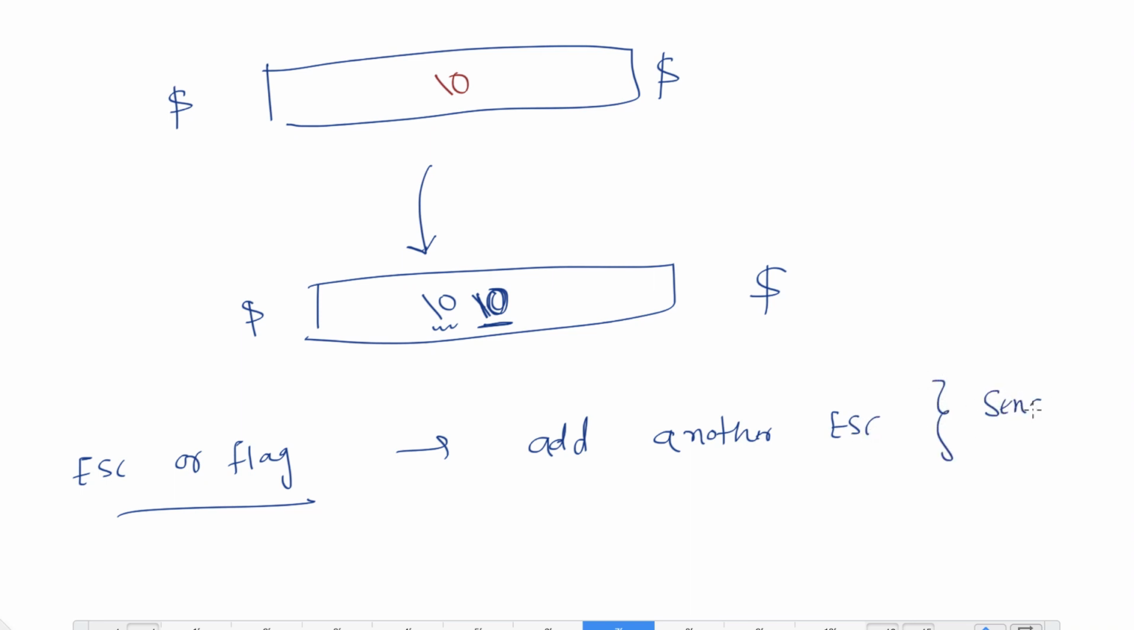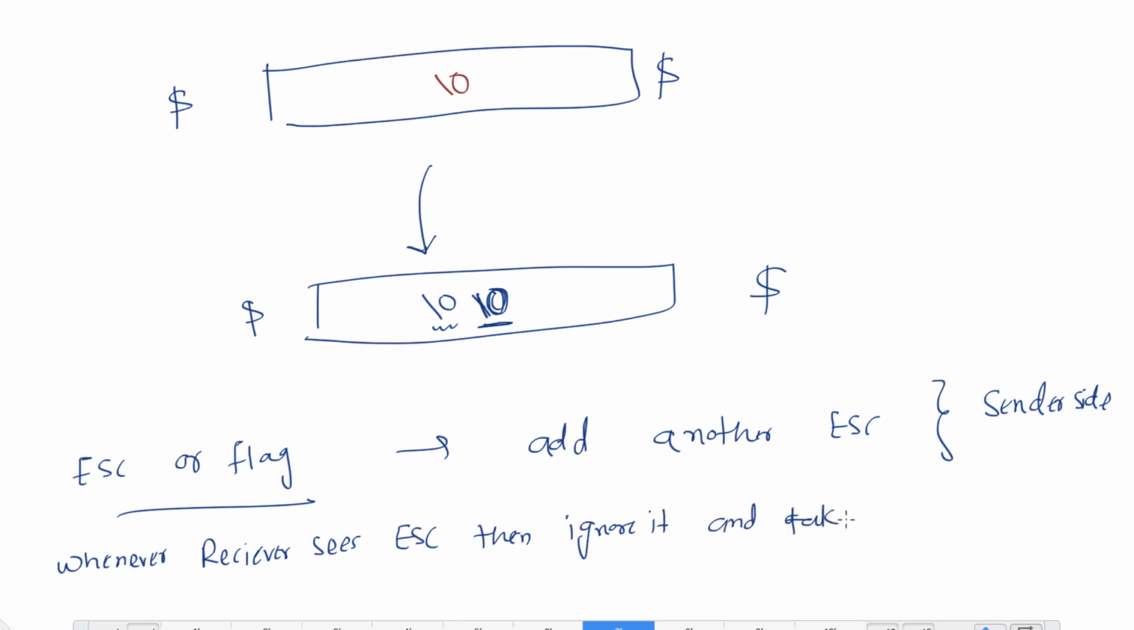This is the rule at the sender side. And at the receiver side, whenever the receiver sees ESC, it ignores it and takes the next character or byte as part of data, because a character is just one byte, so either I write character or byte, it doesn't matter. This is the rule at the receiver side.